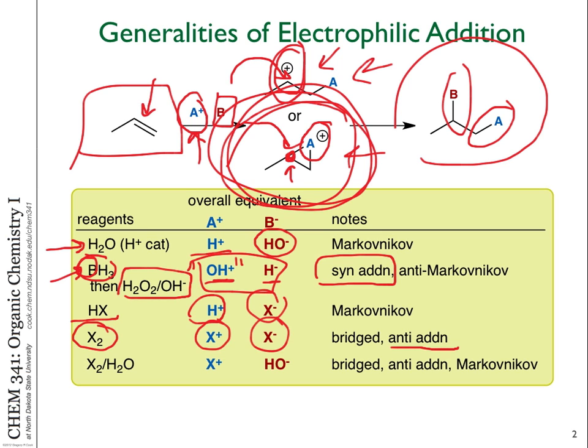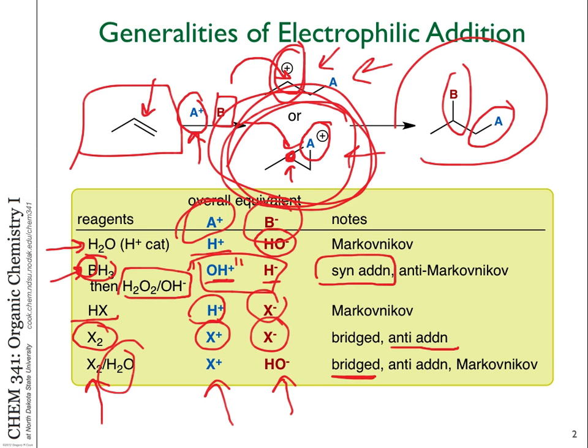And if you think about it in these generalized terms, we have something plus adding, A plus, B minus. If we start mixing things up now, and adding X2, which is the first step being an X plus, water then can act as the nucleophile for the second step. So you can actually add different groups. BrOH, ClOH, what we refer to as a halohydrin. The details of regio and stereochemistry are still the same.